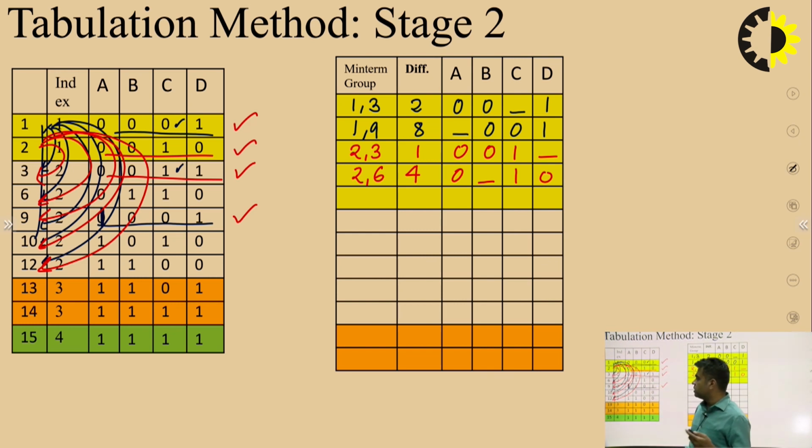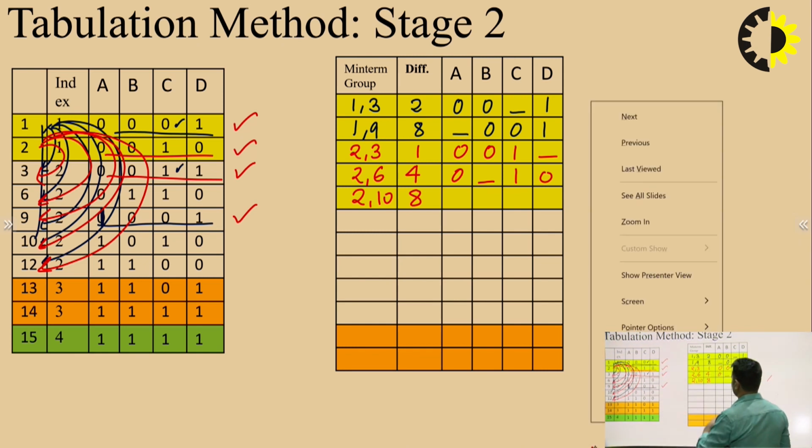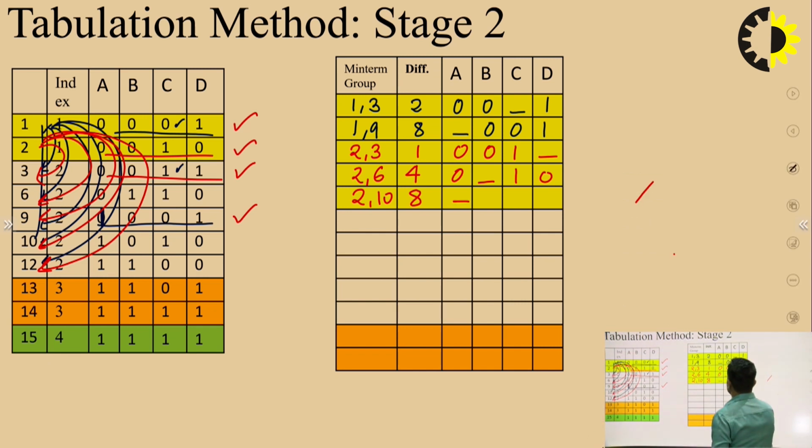2, 10, difference is 8, possibility is there. So 2, 10. Okay. So 2, 10, difference is 8. 2 is 0, 0, 1, 0. 10 is 1, 0, 1, 0. So dash 0, 1, 0, 2, 10. Okay. Similarly, you can proceed further.